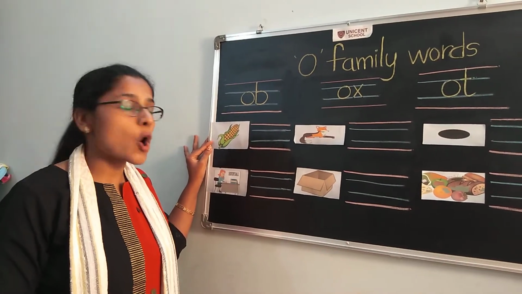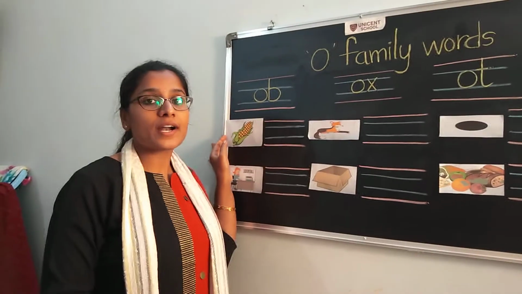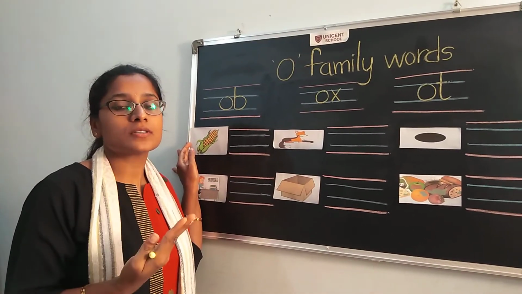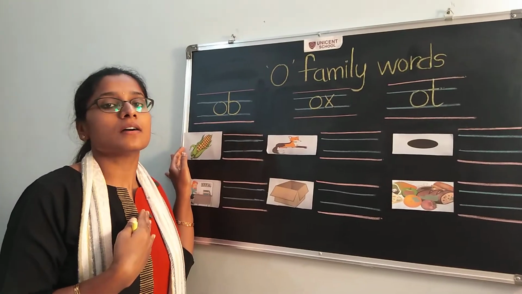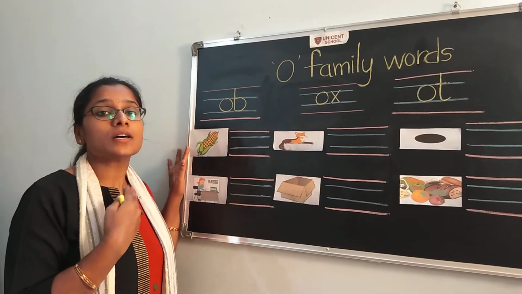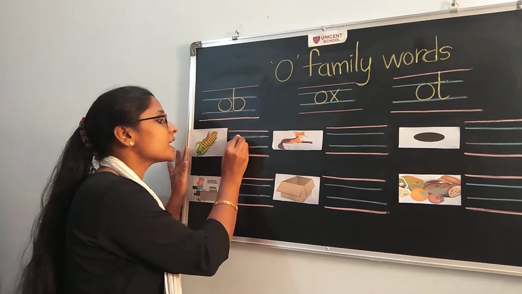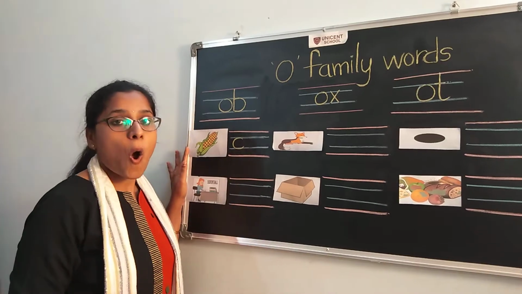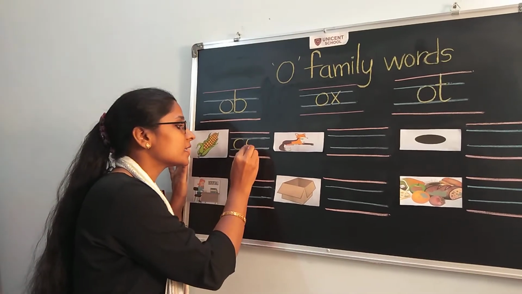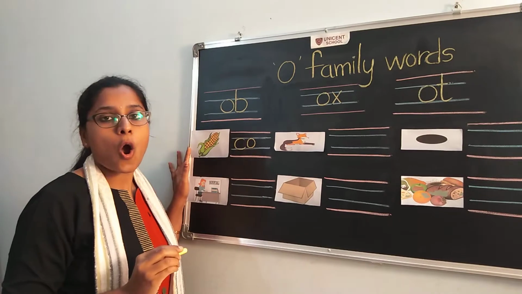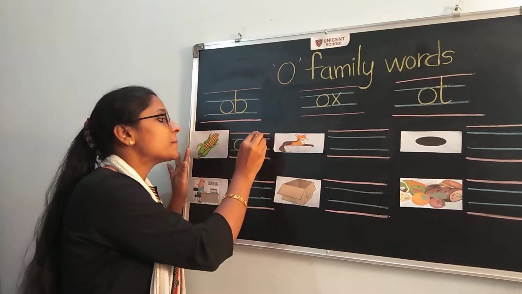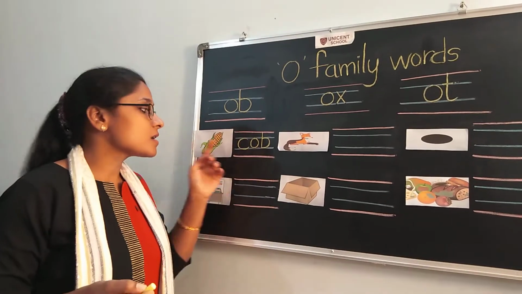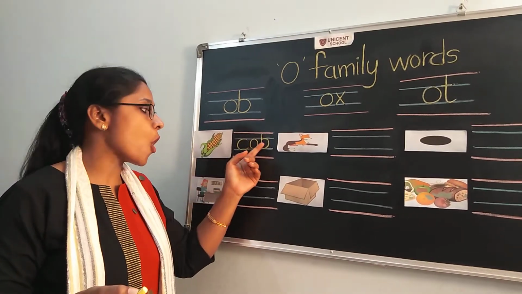Cob. When you are saying the word cob, the starting letter is k. C makes the sound k. K, O. O makes the sound O. K, O, B. Cob. Okay children? K, O, B. Cob.